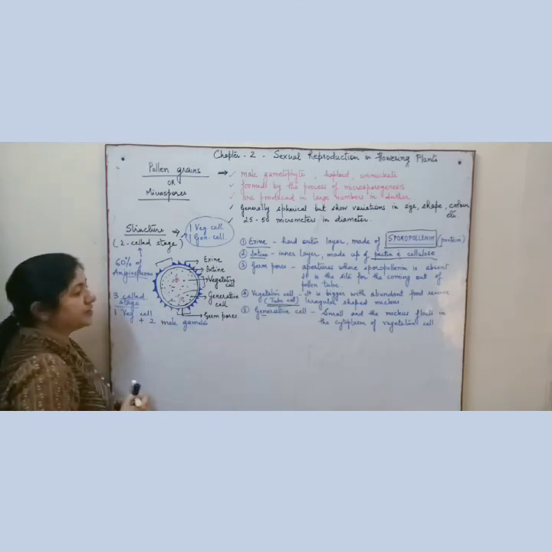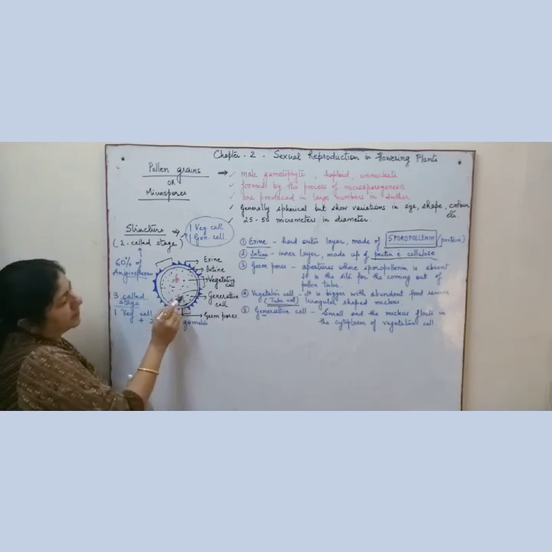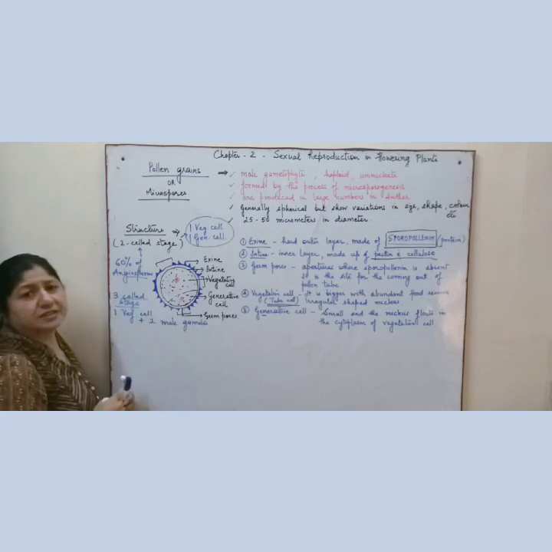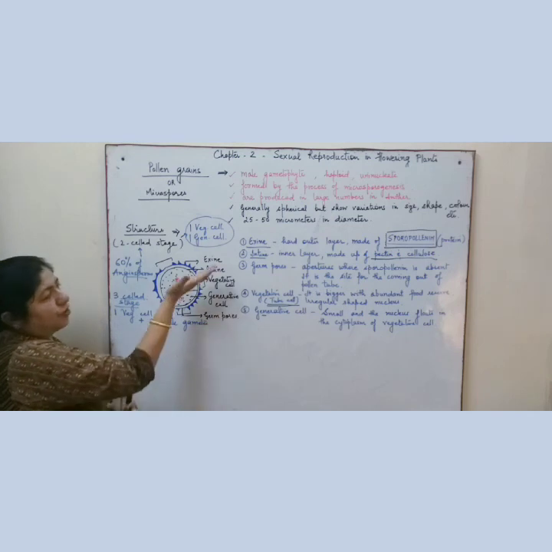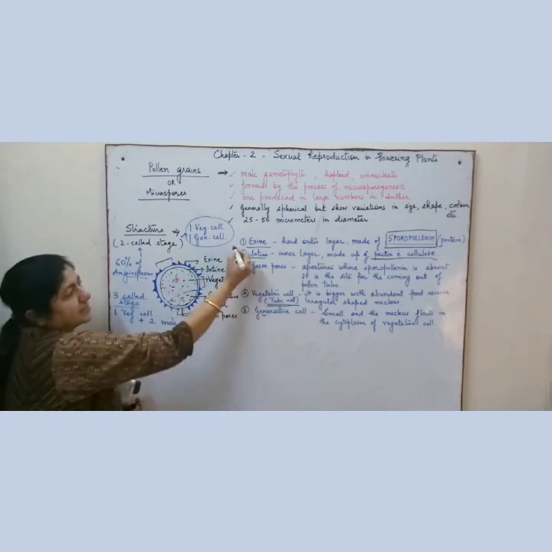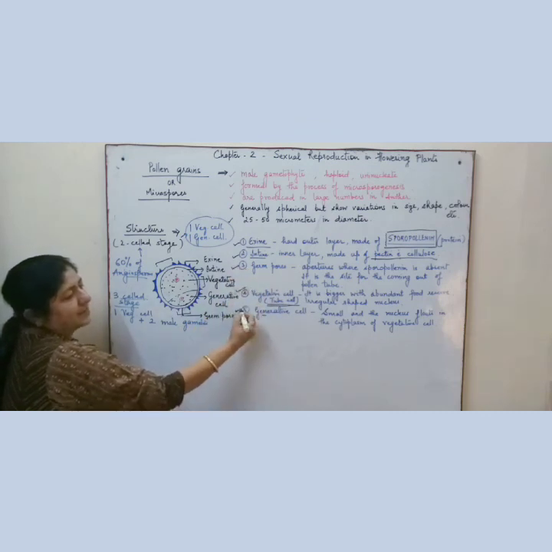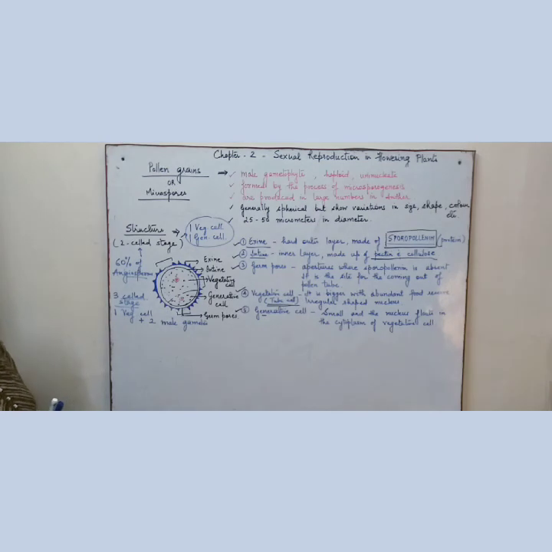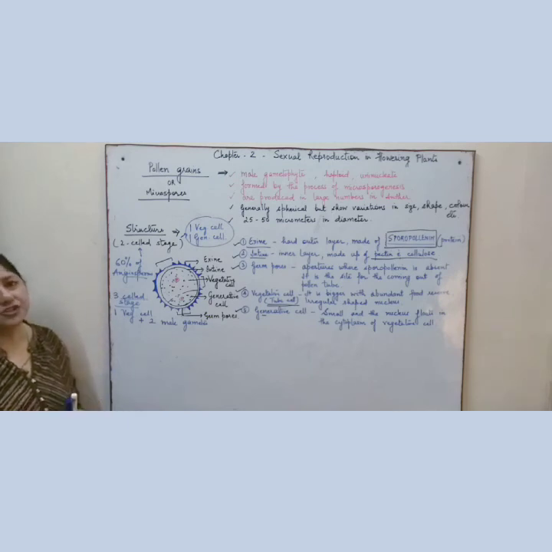The last is the generative cell. It is smaller in size and the nucleus is suspended freely within the cytoplasm of the vegetative cell. So the complete structure of the pollen grain consists of exine, intine, the germ pores, the vegetative cell and the generative cell. When we talk of the pollen grains, they carry the male gametes that have to reach the female stigma, the female reproductive part, to bring about the fusion.